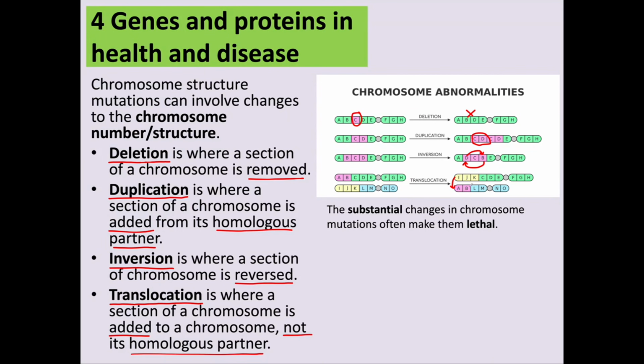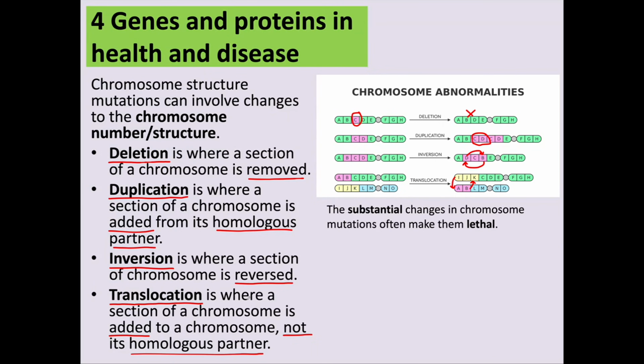And the I, J, and K were down here and they have now moved up to this one. So a section of the chromosome has been added to its partner that it's not its homologous partner. How do we know it's not homologous? Because it's got different letters, different genes, different sections on this. It's a different length as well. So this is not its homologous partner that it has added a section of chromosome to.